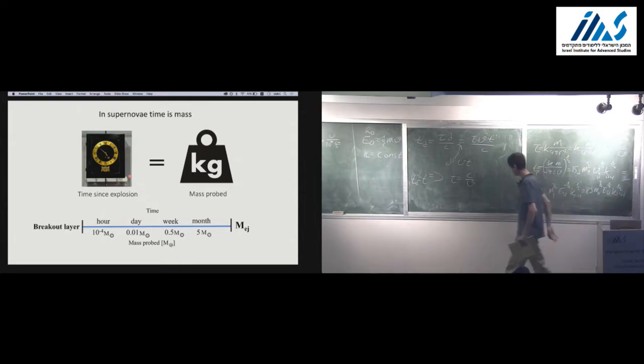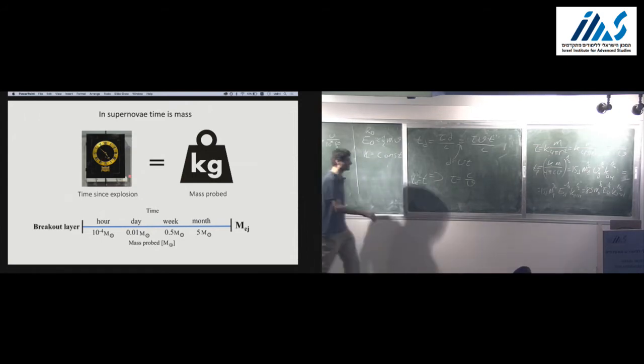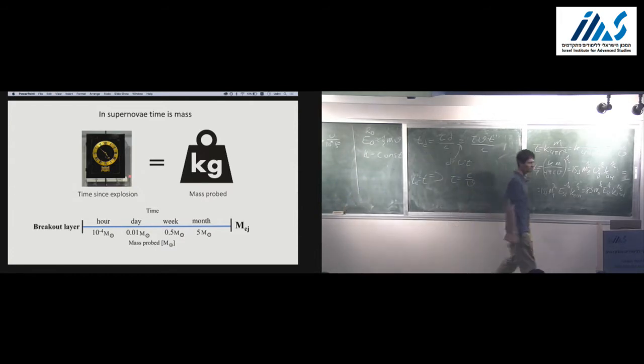Okay? That's it. We have the time. We explode 10 solar masses with 10 to the 51 ergs. We expect to see something on timescales of 100 days. This is roughly where most of the energy will be emitted. What will be this luminosity?